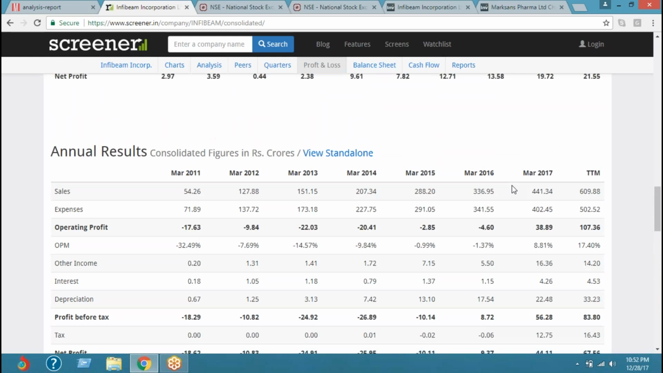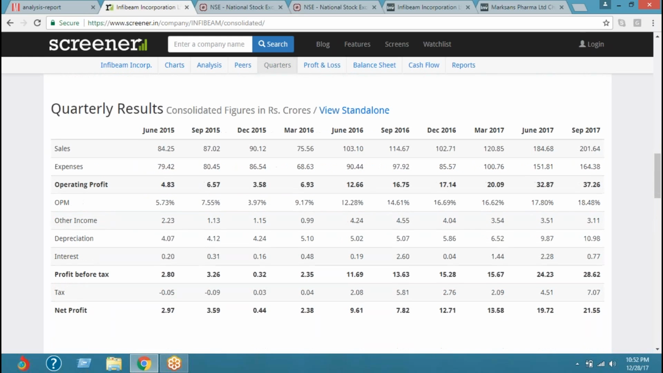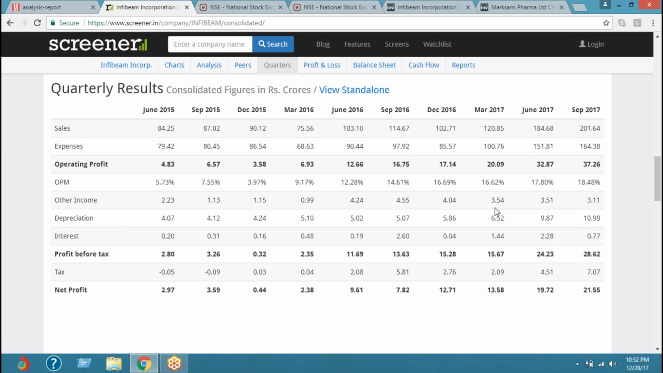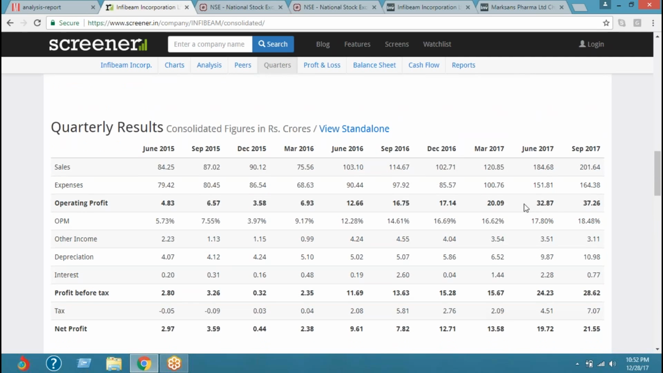Return on equity is 8.5%. Operating profit till March 2017 is 38 crores. So I'm talking on an annual basis. Last 12 months, trailing 12 months, is 107 crores. So March 17, we have checked, it's 38, 39 crores, and if we take the last two quarters, 32, 37, so almost 68, 69 crores already achieved. So 107 for 12 months. Altogether the EPS is also increasing, which was 0.8, 0.9. It's now 1 plus, 1 point something.